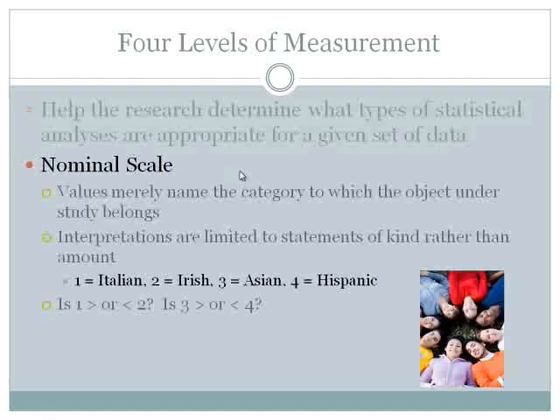The first one is what is called nominal scale data. If there was one word I would have you remember for nominal scale, it would be that nominal scale simply names. The number doesn't really give us any indication of amount of anything. It just represents, in this example, 1 is Italian, 2 is Irish, 3 is Asian, 4 is Hispanic. So numbers are simply used to name.